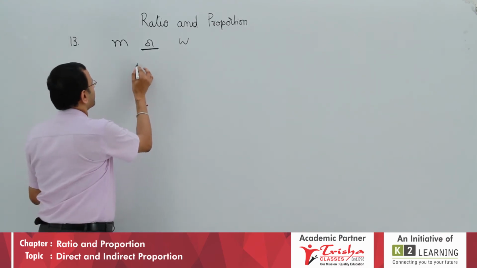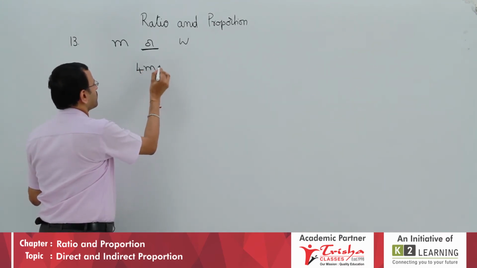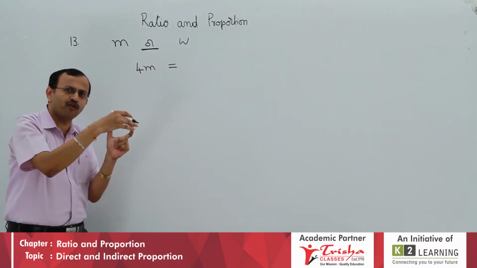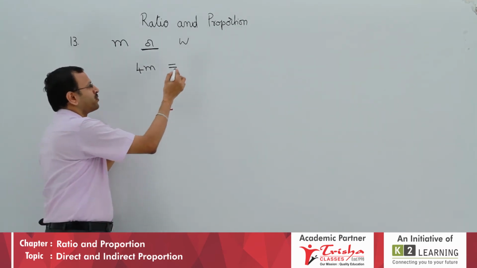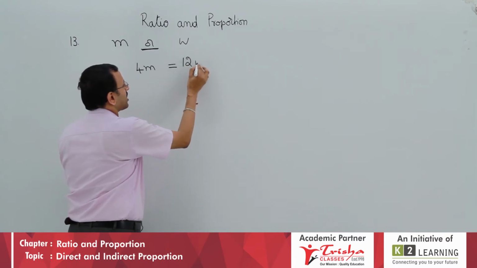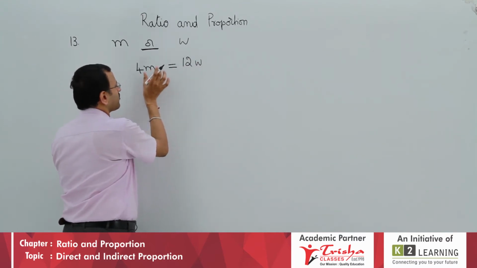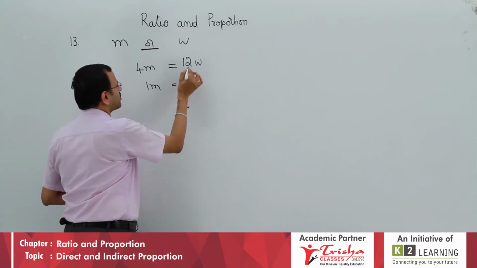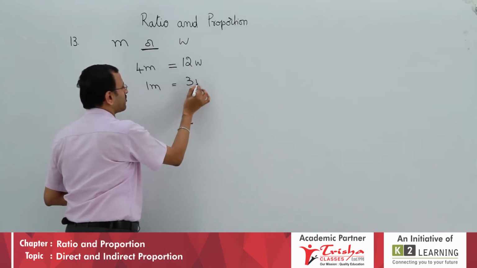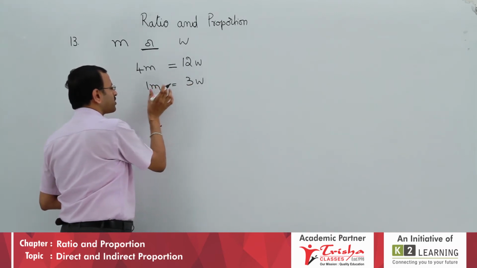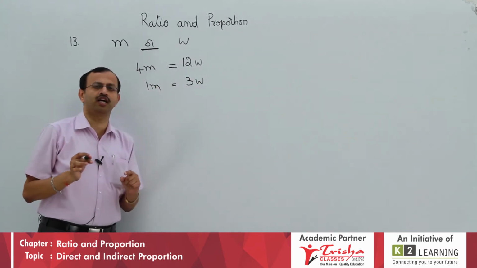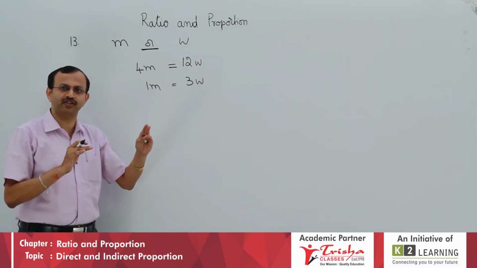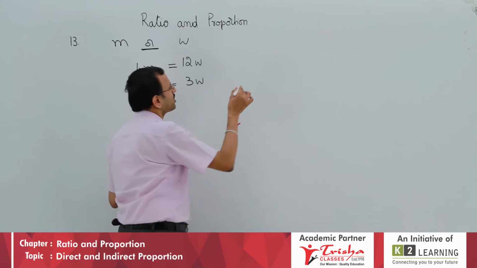First you have to write the first line: 4 men or, means equal to, either you employ 4 men or you employ 12 women. That means we can compare: 4 men work is equal to 12 women work, 1 man work is equal to 12 divided by 4, 3 women work. What 1 man can do, the same can be done with the help of 3 women. 1 man work equals 3 women work. This is the first part you need to work out.